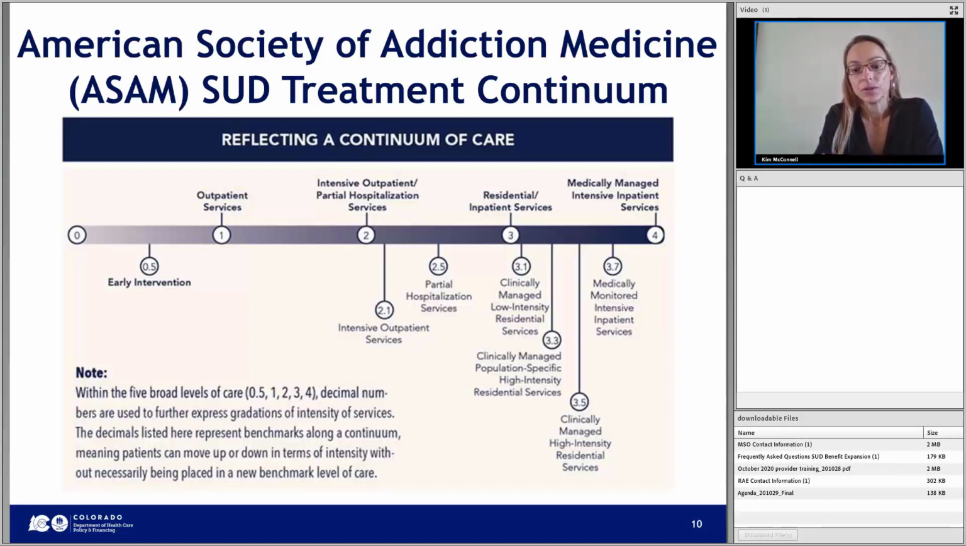Of course, this is for folks that have not been able to manage the behavior change related to their substance use with the lower level of services, or it's believed that when they're assessed, that's the most appropriate level of care for the needs that they have. Further to the right of that, you can see 2.5 is partial hospitalization. That's also maybe more commonly known as day treatment services.